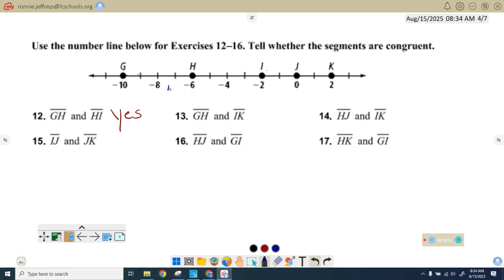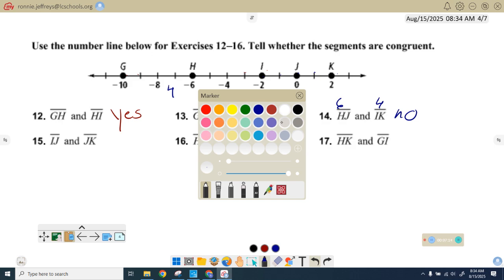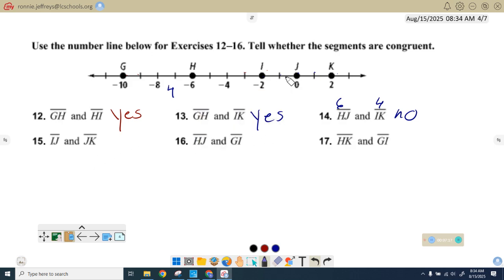So this is I to K. 1, 2, 3, 4. So this is also a yes. H to J, 1, 2, 3, 4, 5, 6. So this is 6 and this is 4. This is a big fat no. This is a 2. This is a 2. This is a yes.